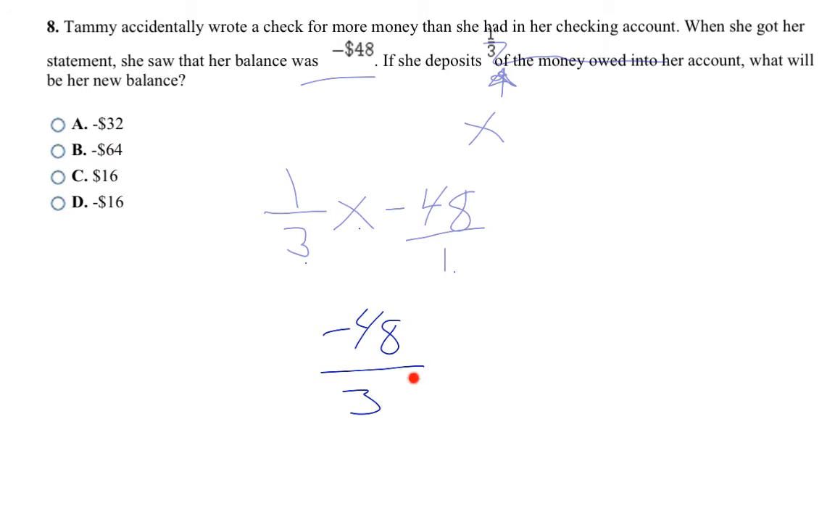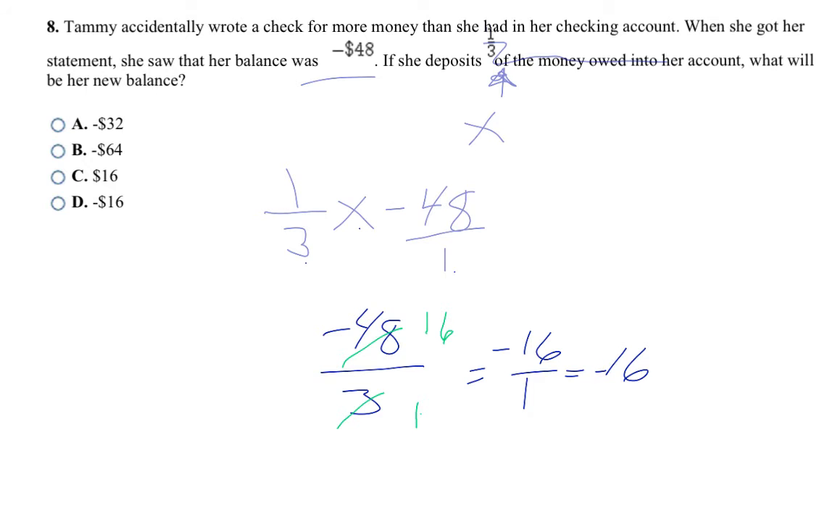And then I need to simplify this. So I can divide a 3 out of both the numerator and the denominator. So 3 divided by 3 is 1. And 48 divided by 3 is 16. So this is equal to negative 16 over 1, or just negative 16. And so that's the amount that she deposits. So she is depositing $16. It's just because she started out with a negative balance that this answer ended up being negative.